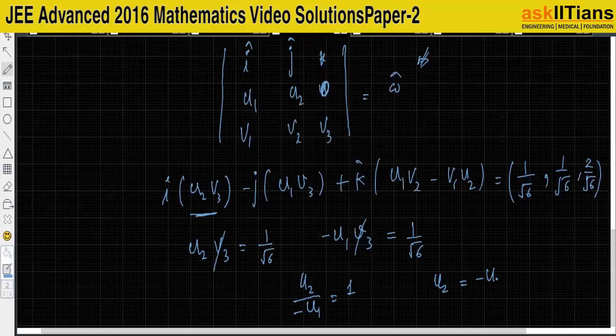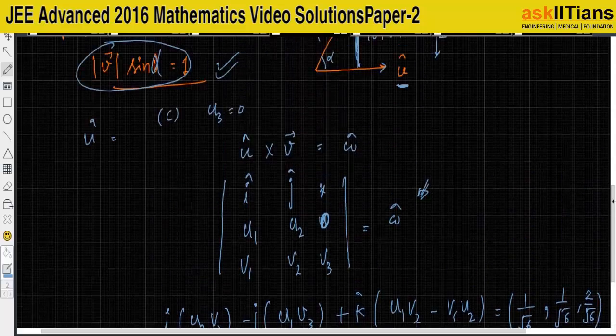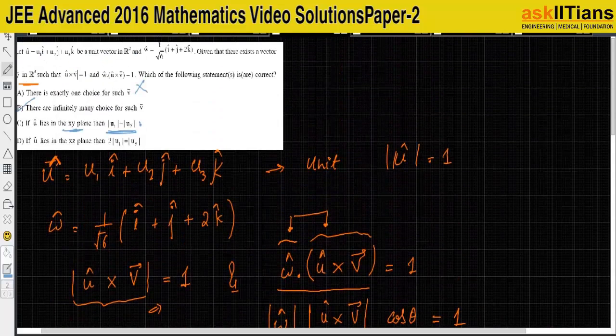If I take the mod of both of them, the mods will be equal. This is mod u1 only. So option C is correct: mod of u1 will be equal to mod of u2. Similarly, we can check option D also.